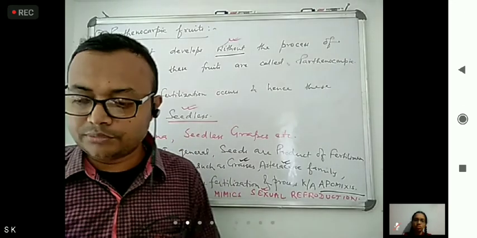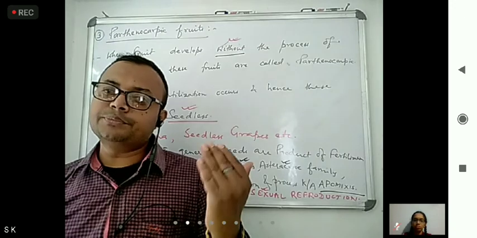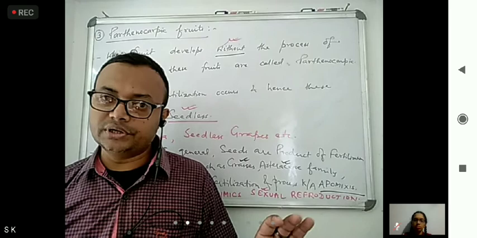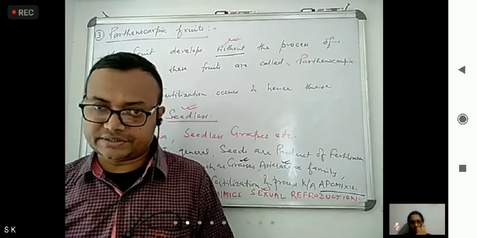Next class, we have to see types of apomixis and then polyembryony. Then we will start with genetics. Okay.